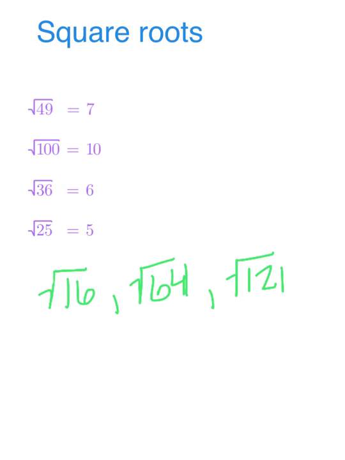So the square root of 49 is 7, because 7 squared gives you 49. The square root of 100 is 10, and we know that because 10 squared gives me 100. The square root of 36 is 6, and again, 6 squared gives me 36. The square root of 25 is 5, again, because 5 squared is 25.